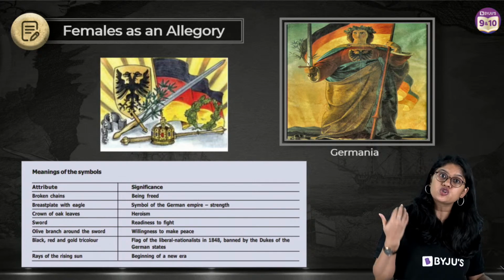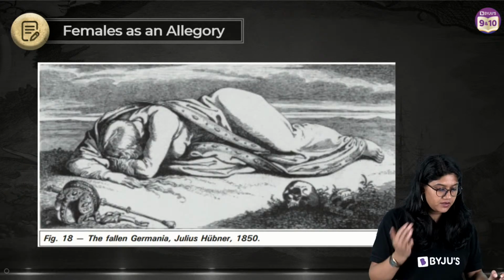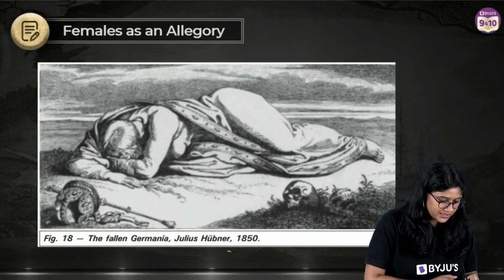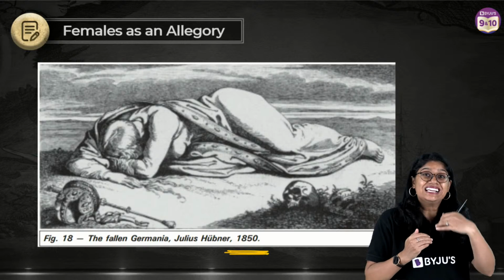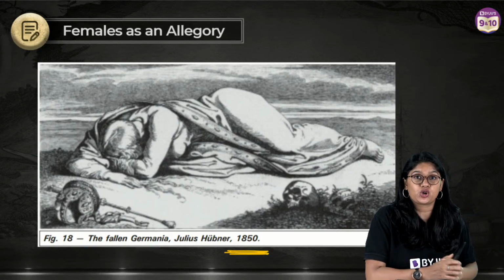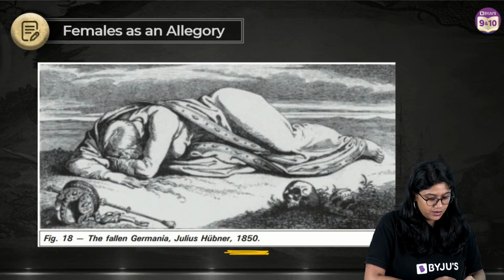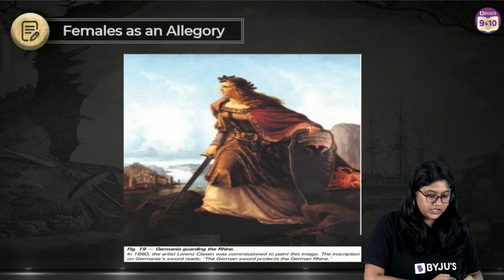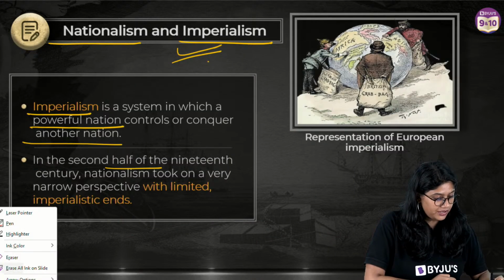Everyone please make sure to go through them, right? Then of course we have again these images. They have the description also, so you can do that. This was in 1850, made by an artist, 2 years after the failed attempt for the unification of Germany by the educated and the elite people. Yes? Then of course we have one more image of Germania, right? Then of course we talked about nationalism and imperialism.